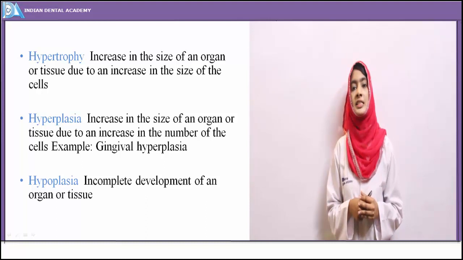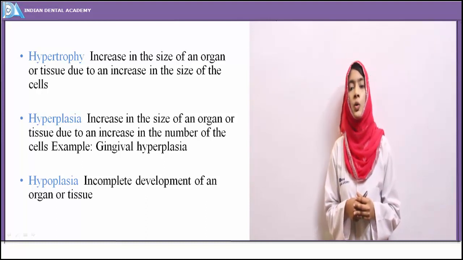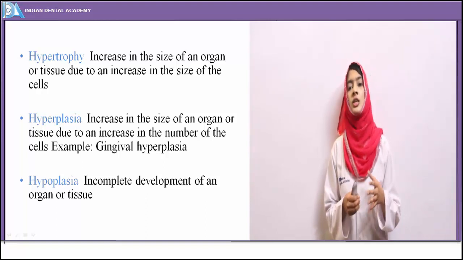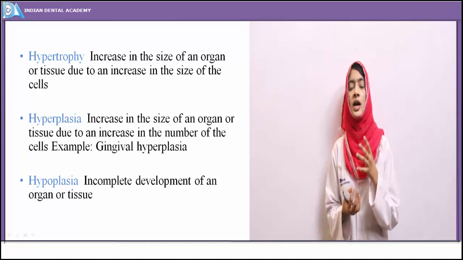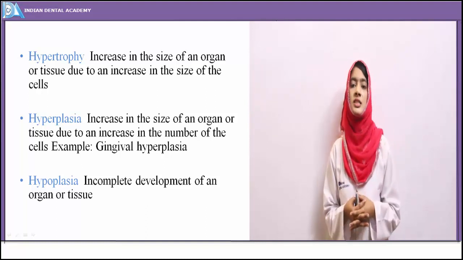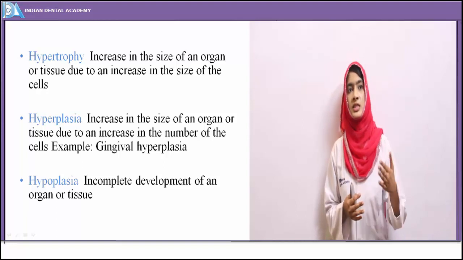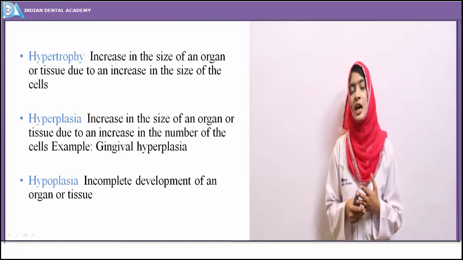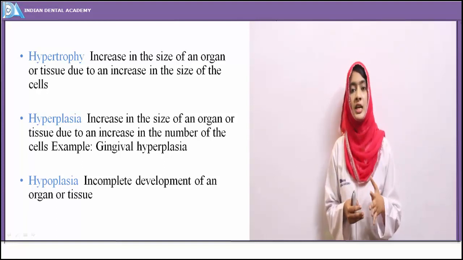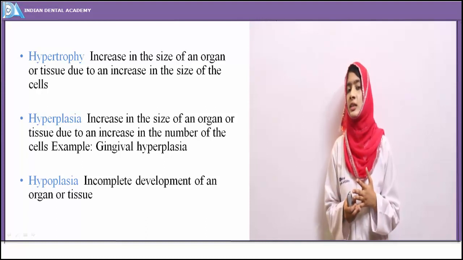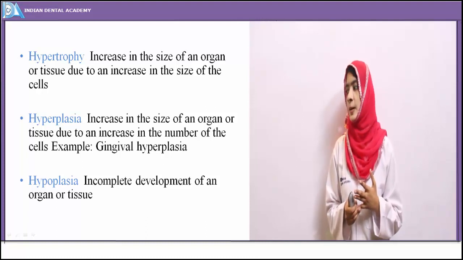Hyperplasia denotes an increase in the size of an organ or tissue owing to an increase in the number of cells. So the number of cells present in that particular tissue is increased, ultimately leading to an enlarged size of the tissue. More commonly, we see the gingiva enlarged due to use of drugs or inflammation. So that's a case of gingival hyperplasia.